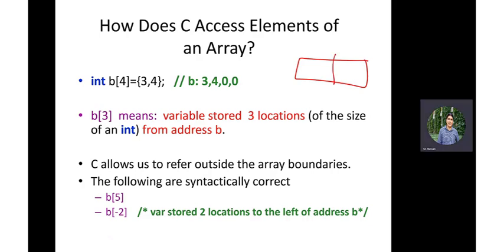Assume I have this B array that has 0, 0 here, and then it has 3 and 4 here, and that's B. This is B0, we know that. This is B1, B2, B3. If I want to access something like B4, which is somewhere here, that is not part of the array, how is the hardware able to address it?